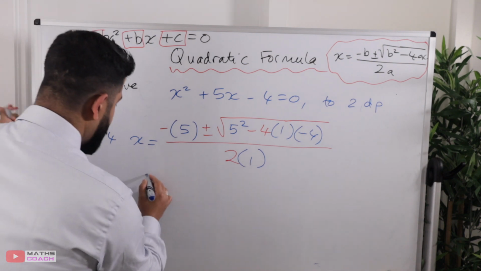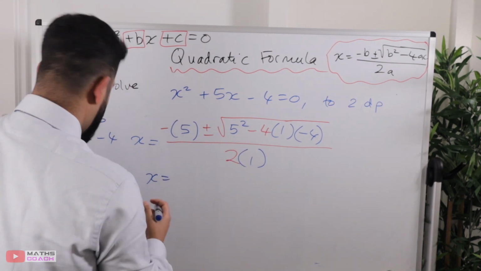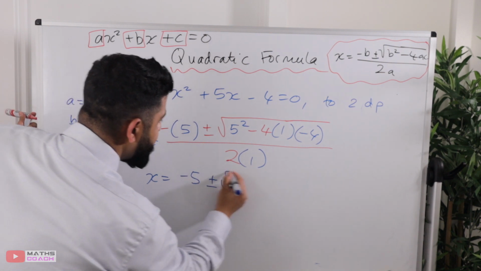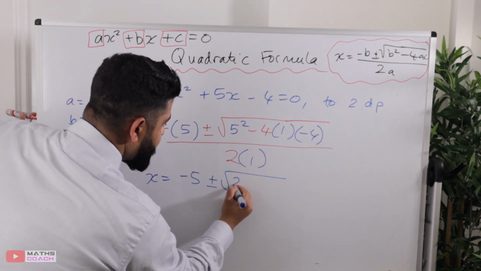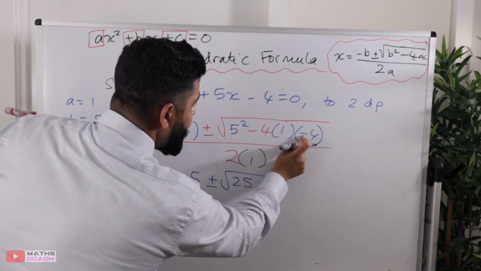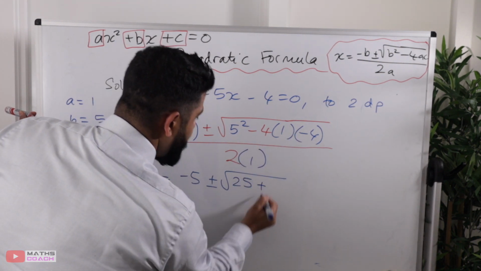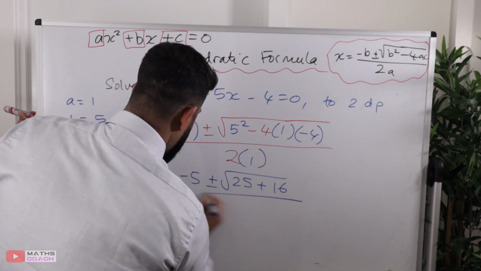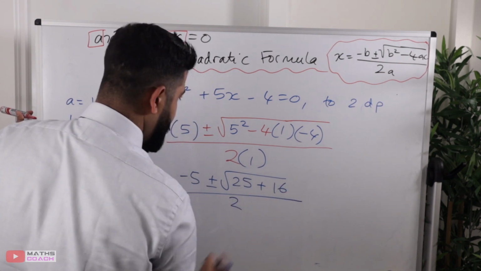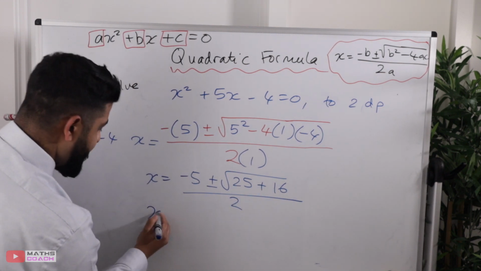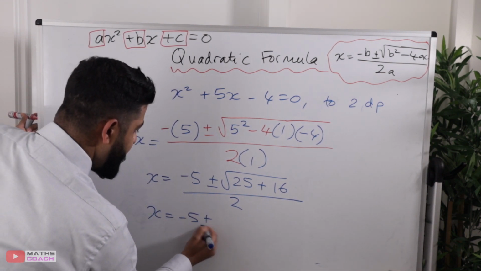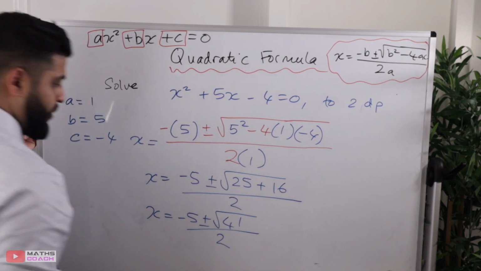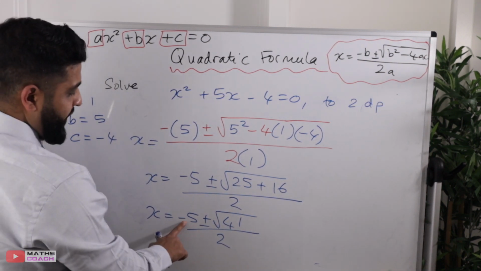Step number 2 is simply to calculate those individually. So minus 5 plus and minus square root. So 5 squared gives us 25. Minus and a minus here, when they multiply, it gives us a plus overall. And then 4 times 1 times 4 is 16. And that's all over 2 times 1, which is 2. We need to add the 25 and 16, so it gives us minus 5 plus or minus, that's 41 all over 2. As before, we're going to have 2 variations.